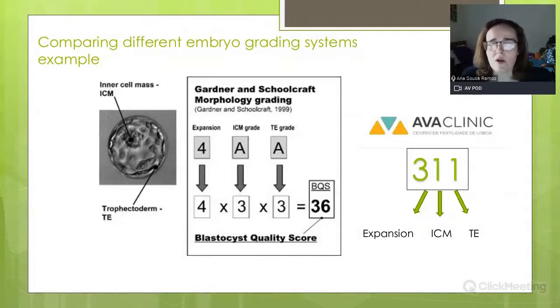For instance, in the clinic where I work, AVA Clinic, nowadays we use the Istanbul consensus system. It's a grading from Alpha and ESHRE. We will see that in a few minutes. We will grade this blastocyst with 311. And this is exactly the basis for this grading. You have the number 3 regarding the expansion of the blastocyst. The inner cell mass is 1, it's the best one. And also the trophectoderm, we are grading 1 because it has very, very good cells. So as you see, you have here 3 different systems of grading, but they mean the same.